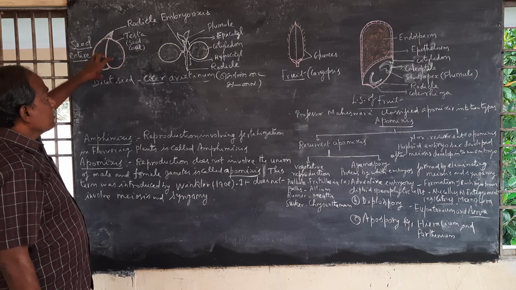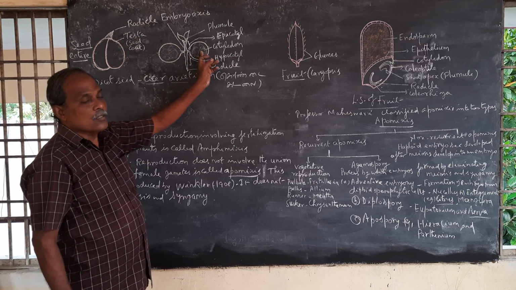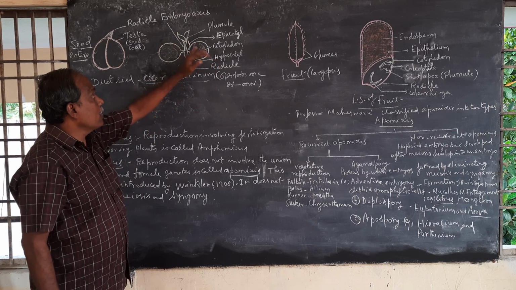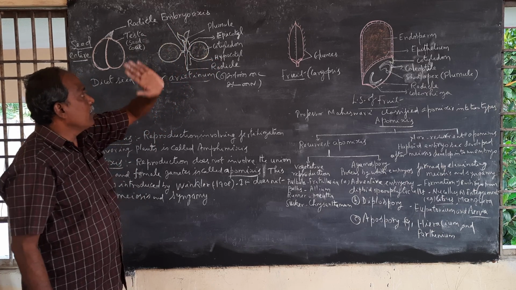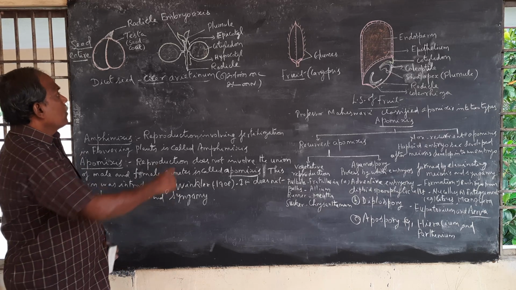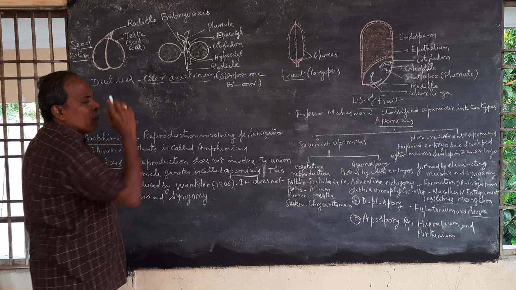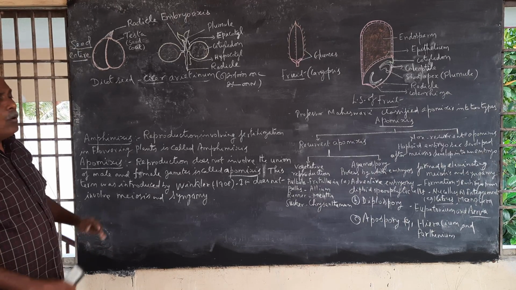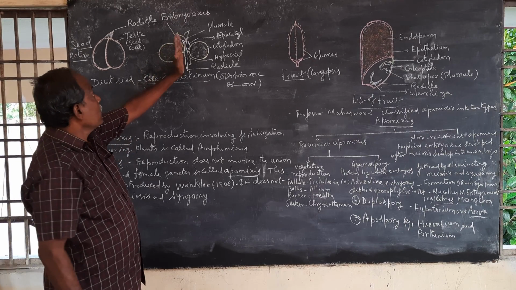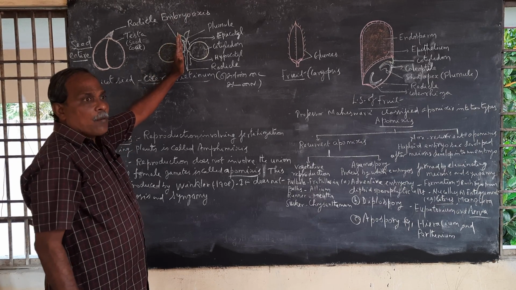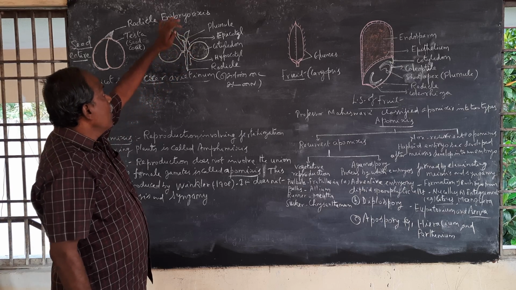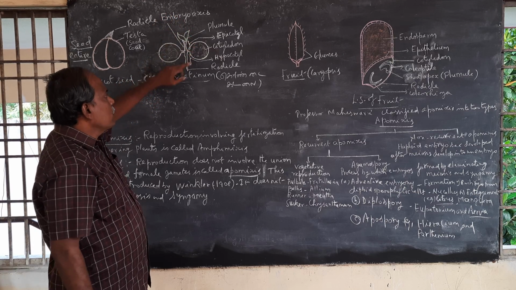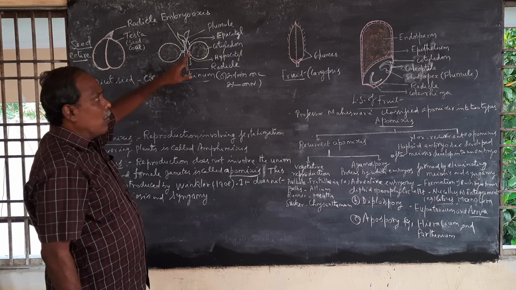Now within the seed coat there are two cotyledons, with a central embryo. Two cotyledons laterally and a central embryo. The two cotyledons store food material for the developing embryo. The embryo is a small embryonal axis. This is called the embryonal axis. The embryonal axis has plumule and radicle. The first formed shoot is called plumule. The first formed root is called radicle.